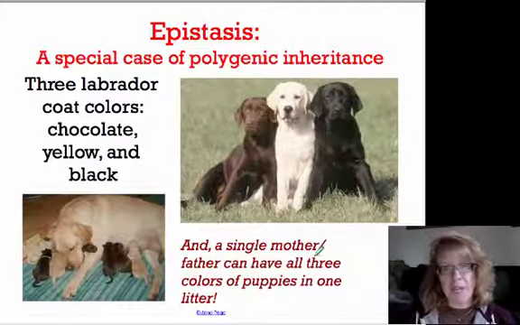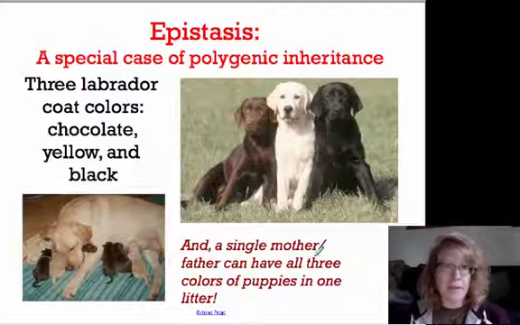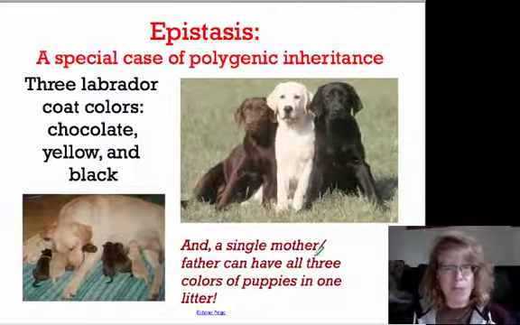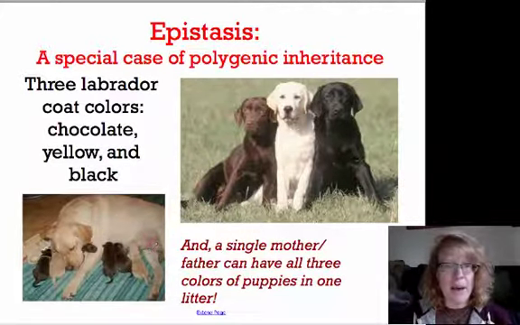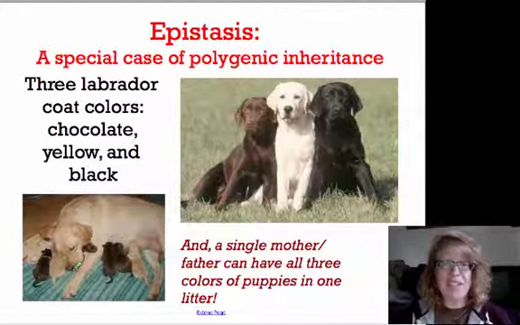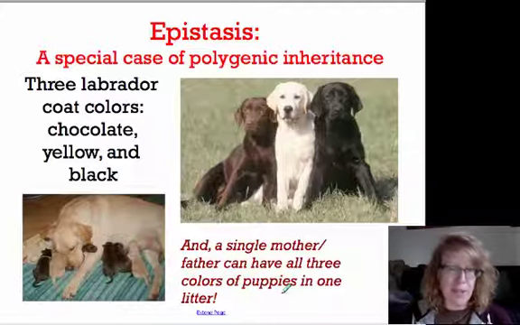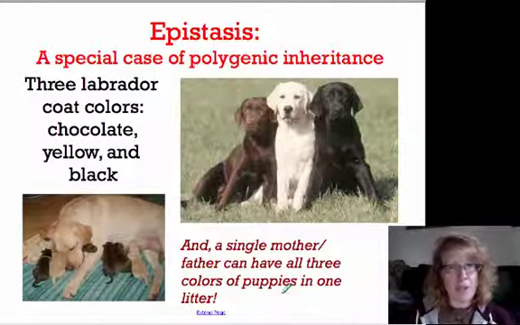Here's a special case of polygenic, and this is one of my favorites. It's called epistasis, and this is how black labs and golden labs and chocolate labs get their particular color. If you've ever had labs, it's possible that a mommy lab can have lots of different colored baby labs all in the same litter, all related to one dad. I'm not saying there are multiple dads involved; there are different ways that their coat color gets expressed. And epistasis is the reason for this.